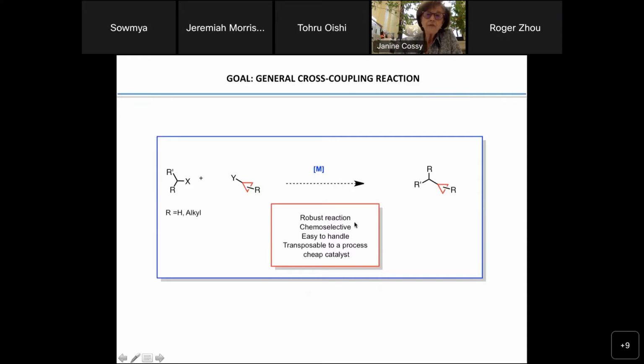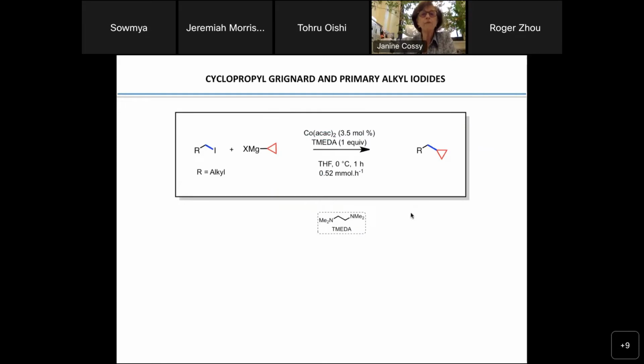But the reaction has to be robust, chemoselective, easy to handle, transposable to a process, and we had to use a cheap catalyst. So we did a screening of transition metals in order to see if we can get the formation of this substituted cyclopropane. And the best conditions that we found were the following.